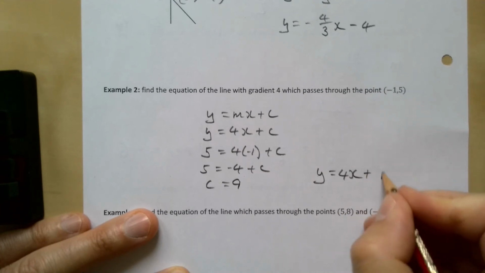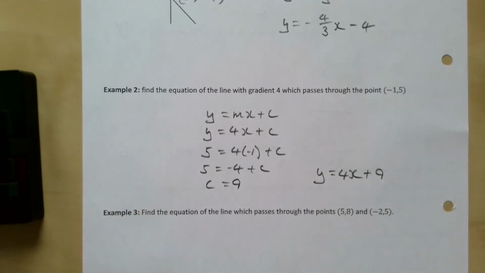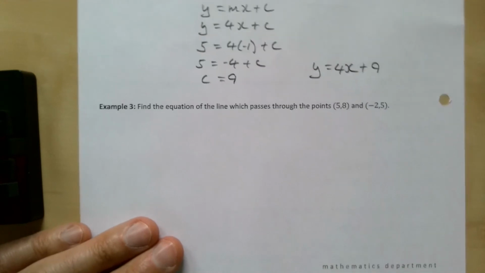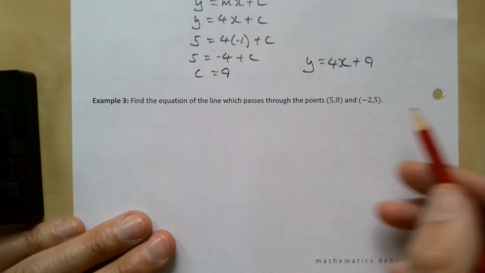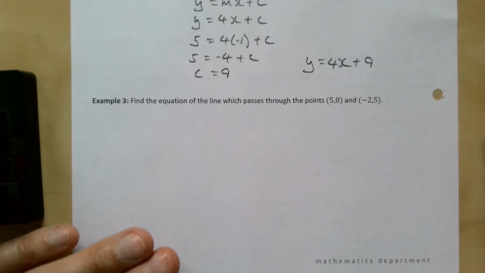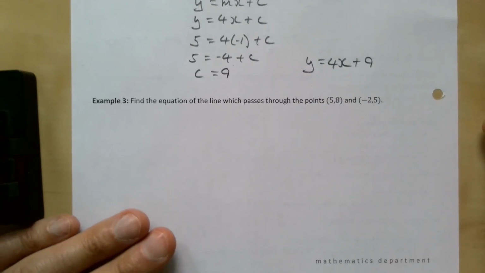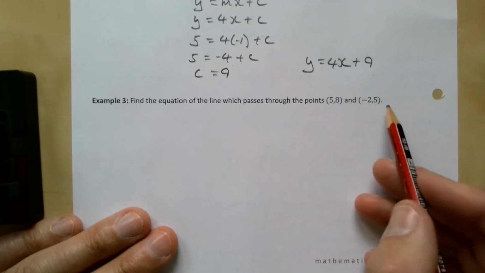Therefore the equation of the line is y = 4x + 9. Example 3: find the equation of the line which passes through the points (5, 8) and (-2, 5). As I said at the start of the video, if we know the gradient and a point on the line, we can find the equation of the line. We know 2 points on the line, so we're good with that.